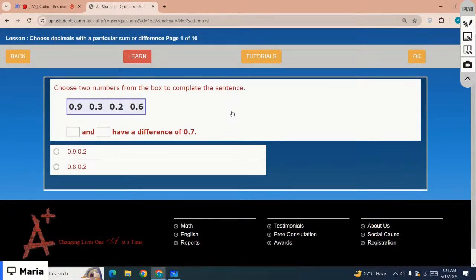We choose two numbers from the box to complete the sentence. Dash and dash have a difference of 0.7. So which is the correct option? The correct option is, yes, that is option number one. 0.9 take away 0.2 equals 0.7. Very good.